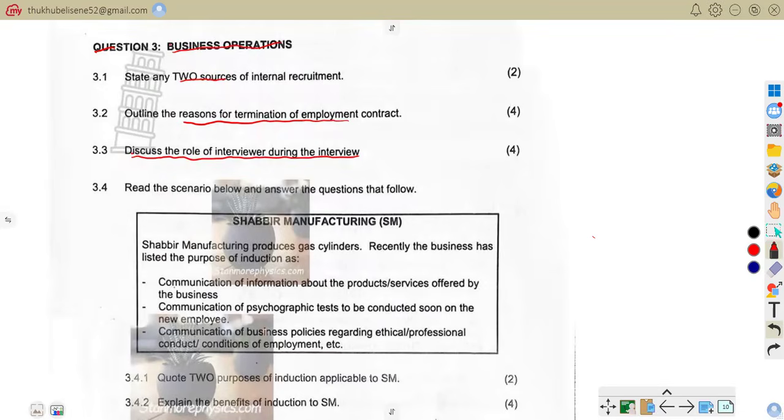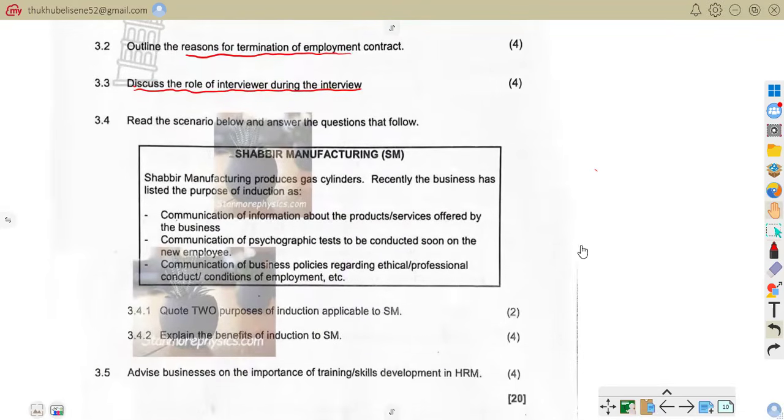3.4. Here we are on 3.4. Read the scenario below and answer the questions that follow. Then we have a Shabia manufacturer. Shabia Manufacturing produces gas cylinders. Recently, the business has listed the purpose of induction. So you're going to talk about induction, the purpose of induction.